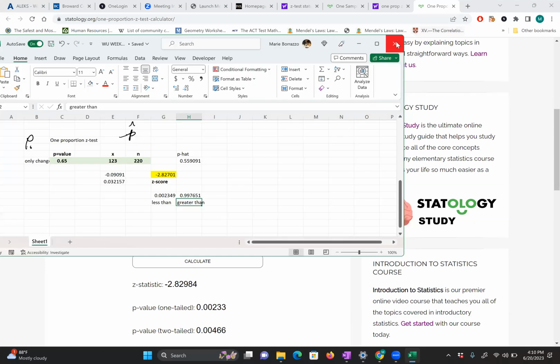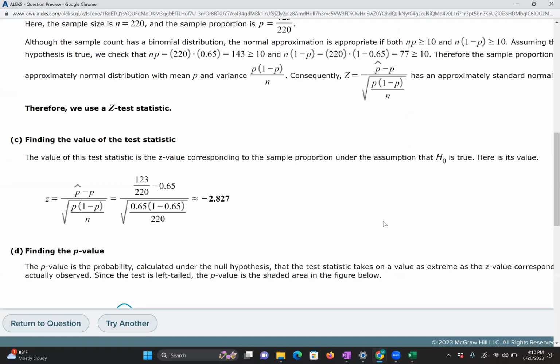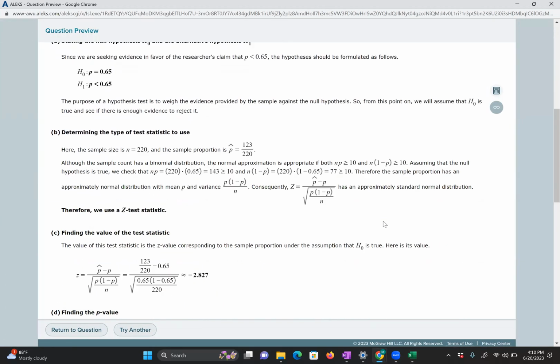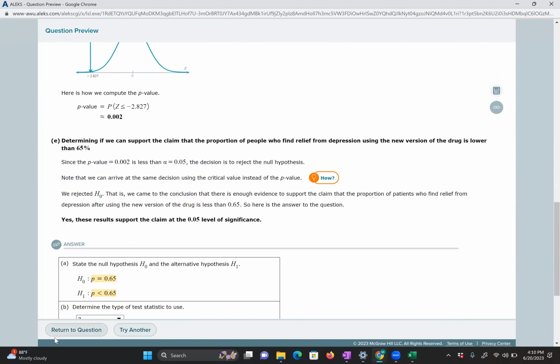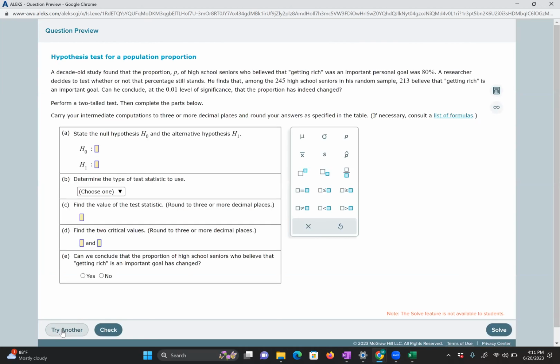All right. Now let's go back to this question. So we did get our numbers correctly. Awesome. Let's go and return the question. And I'm actually going to just do another one, so you can try another one and we'll call it a day. This one is a two-tailed.